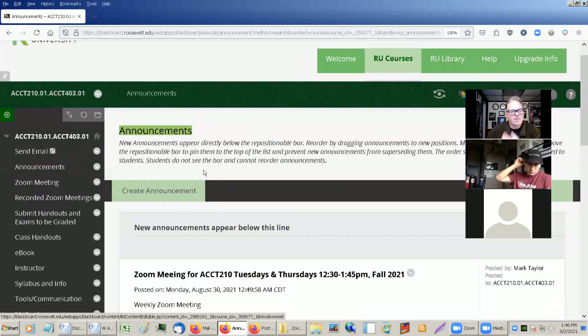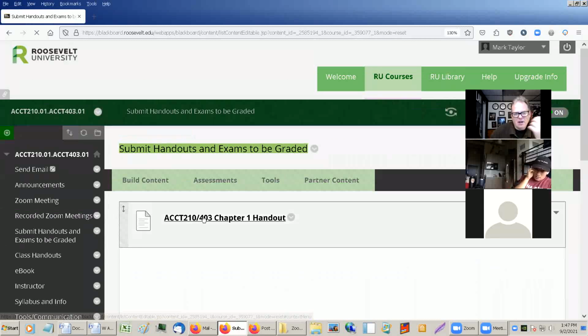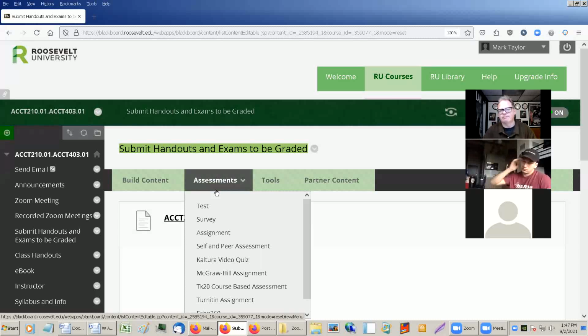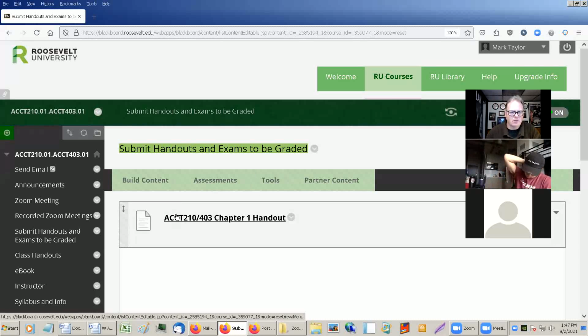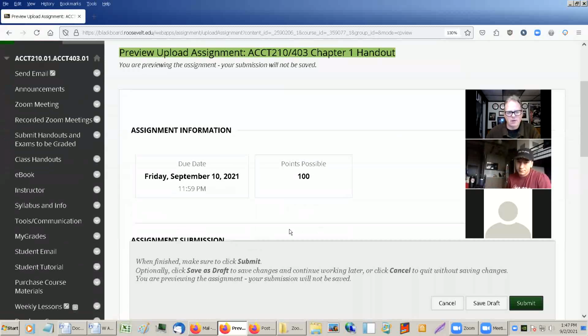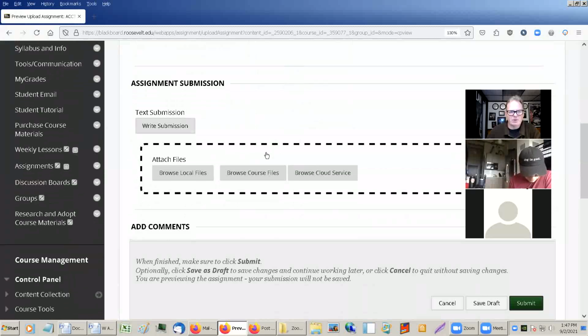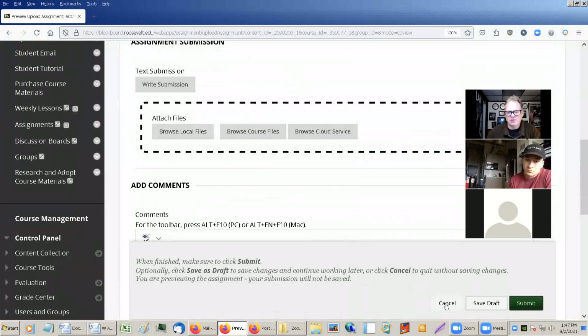So anyway, if you go to submit handouts and exams to be graded, this is where you're going to put it in. And we have the chapter 1 handout. We're going to have the chapter 1 practice exam. Also, when I send out the exams, you're going to submit it in the same place. Any question on that? And if we click on it, it'll tell you the due date. Then just attach the files to it.